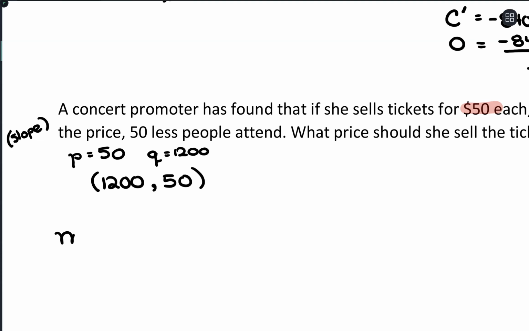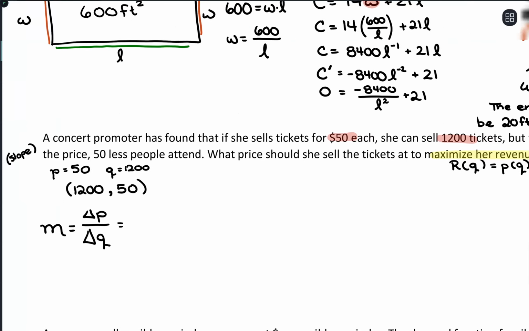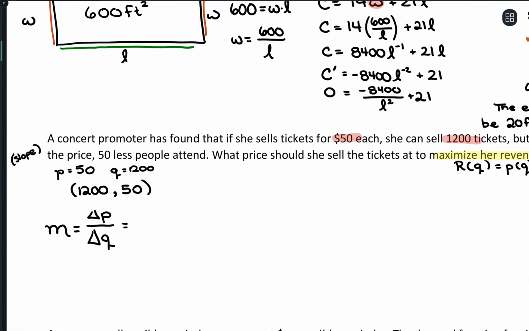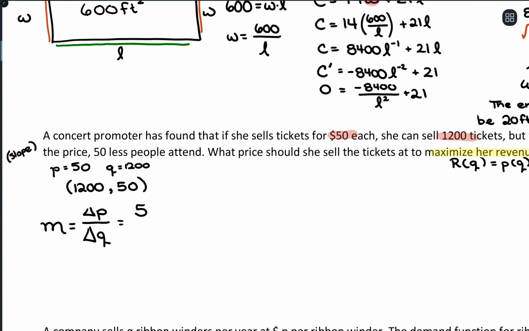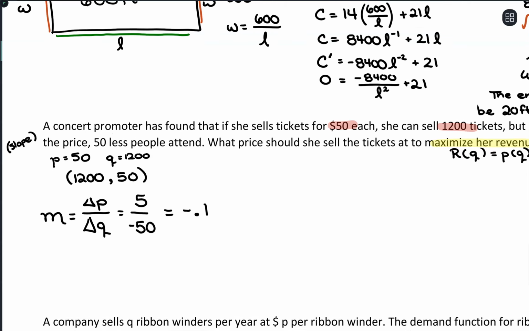Then in terms of slope, what we would have is change in output, which would be our change in price, over change in input, which would be change in quantity. So for each $5 she raises, that's an increase in price by $5, so in the numerator of the slope that would be a positive 5. 50 fewer people attend, so quantity goes down by 50. So in the denominator, I'm going to have a negative 50. So the slope is a negative 0.1.